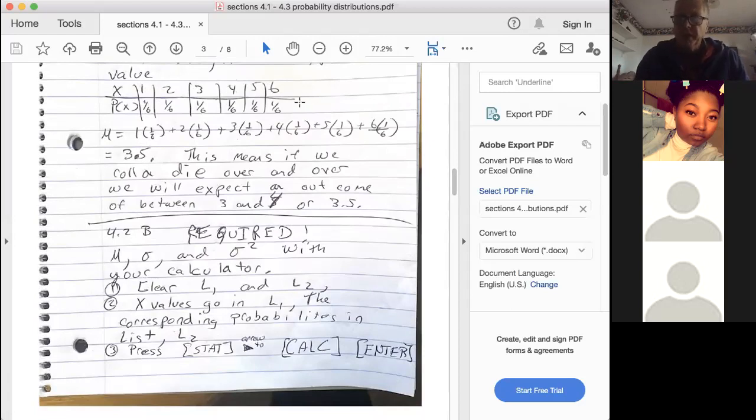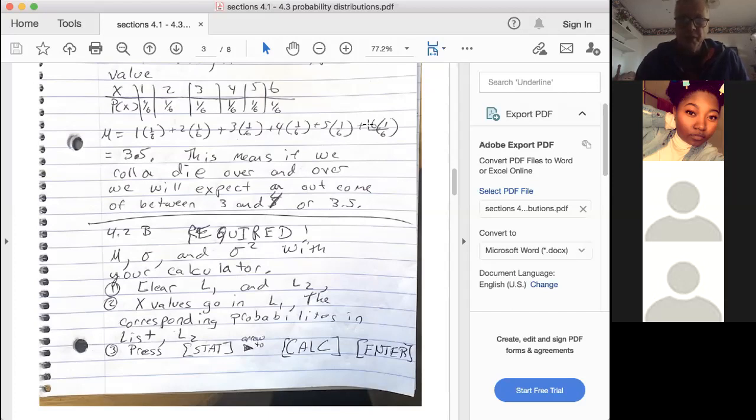So then if I calculate the expected value, I take the X times probability, 2 times probability, because 2 is an X, 3 times probability, because 3 is an X, and 4, 5, and 6, all multiplied by 1/6 and added together. This gives us 3.5, which means if we roll a die over and over again, we could expect an outcome on average of between 3 and 4, or 3.5. Any questions?